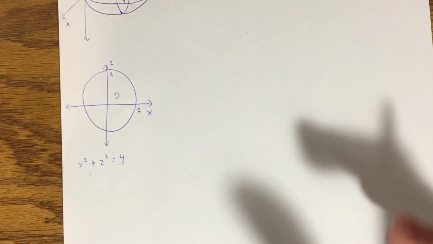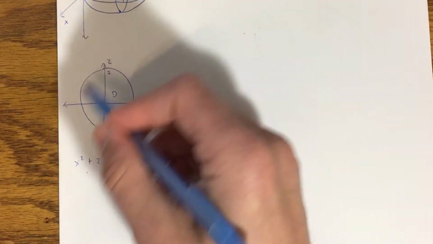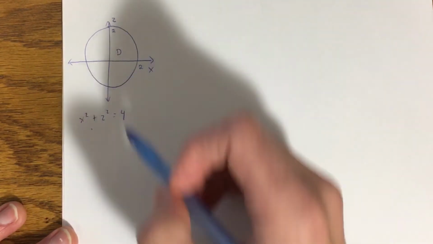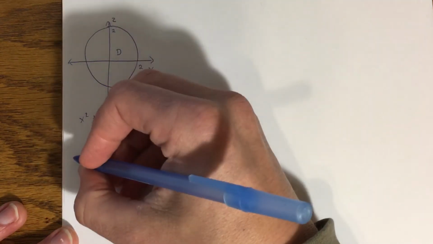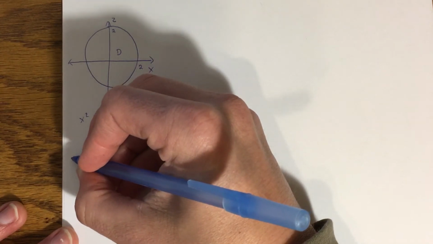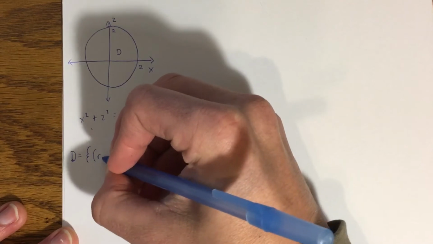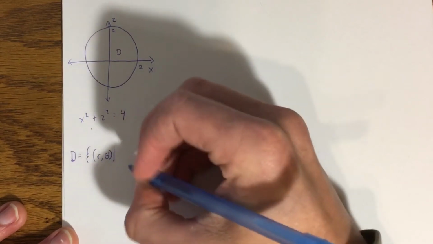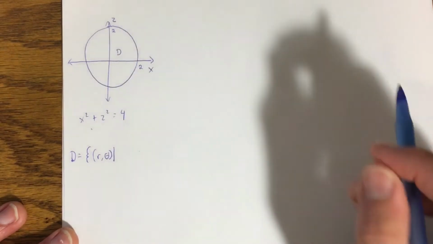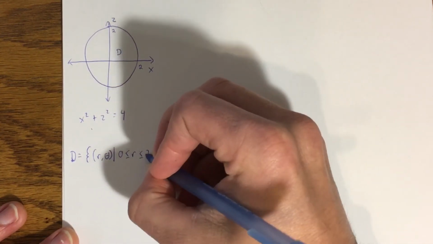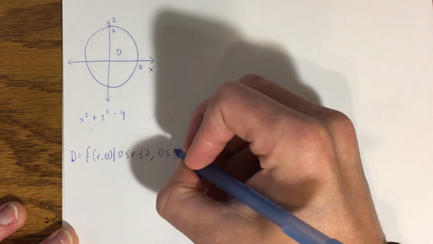Now again, because we're talking about a circular region, the best way to approach this is to describe this region in polar coordinates. So in polar coordinates, the region D looks like the set of all (r, theta) such that r goes from 0 to 2, and theta goes from 0 to 2 pi.